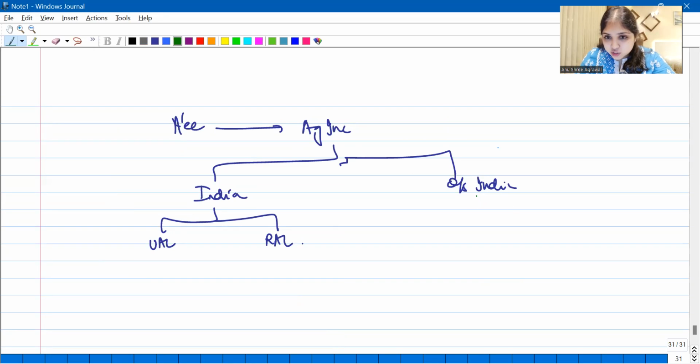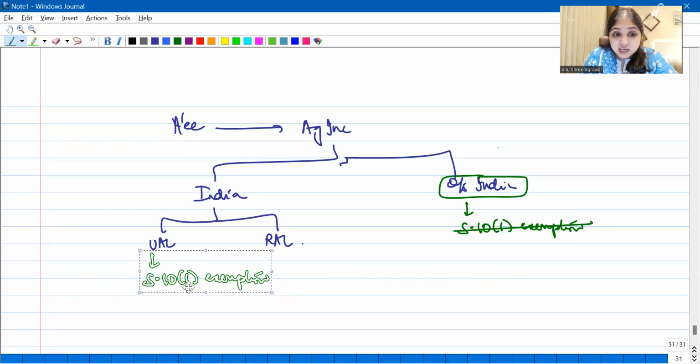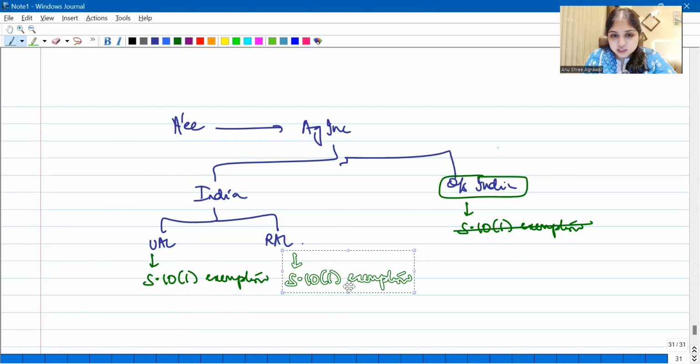Assessee has earned agricultural income from outside India. Will you give section 10(1) exemption? It is from outside India. No 10(1) exemption. It is in India from urban agricultural land. Will you give 10(1) exemption? Yes. It is from rural agricultural land. Will you give 10(1) exemption? Yes. In India, urban area, rural area doesn't matter.